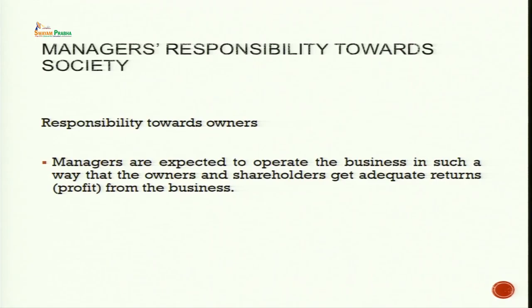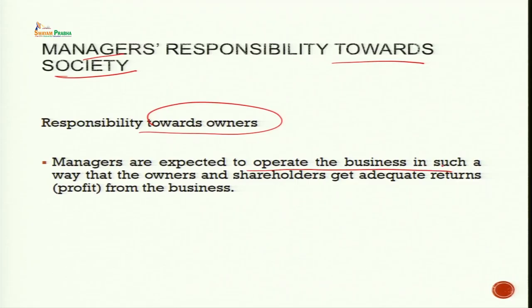Next, let us talk about the manager's responsibility towards society. When it comes to the manager's responsibility towards society, the very first thing is the responsibility towards the owners. For owners, it is primarily an economic responsibility. So, managers are expected to operate the business in such a way that the owners and shareholders get adequate return from the business. That is the commitment of the manager towards his work, in a manner that profit is earned.